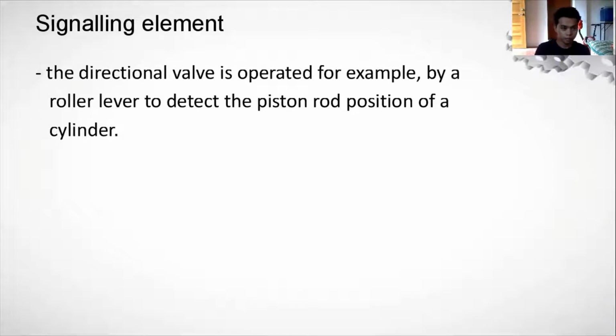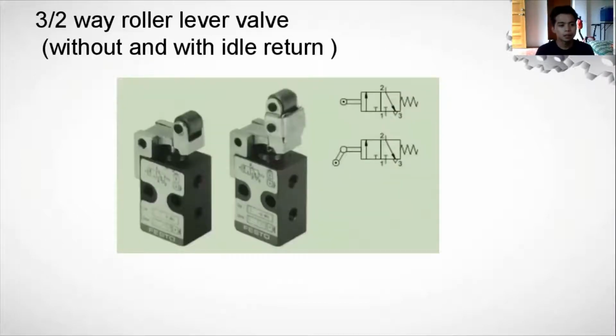So, mag-start tayo sa element ng directional control valve, which is signaling element. The directional valve is operated, for example, by a roller lever to detect the piston rod position of a cylinder. Ito yung 3-way roller lever valve without and with idle return. So, kung makita nyo yung upper part niya, meron siyang bilog doon. Then, ayun yung tinatamaan ng piston rod para bumaba ng konti at saka siya mag-function. Then, siya ay spring return din.